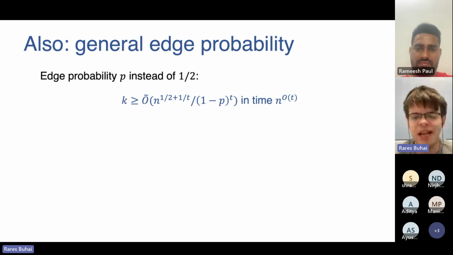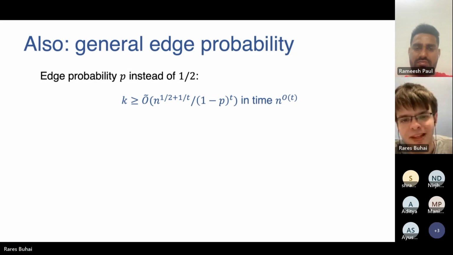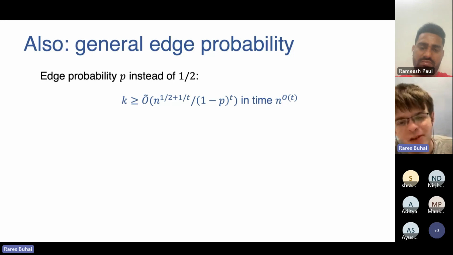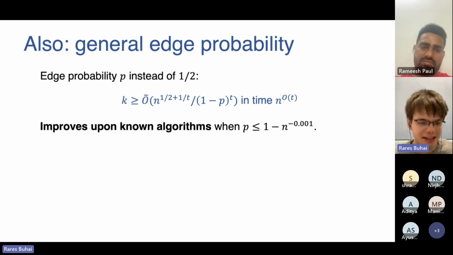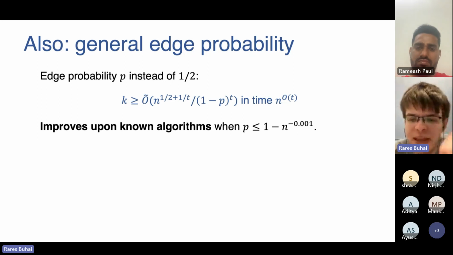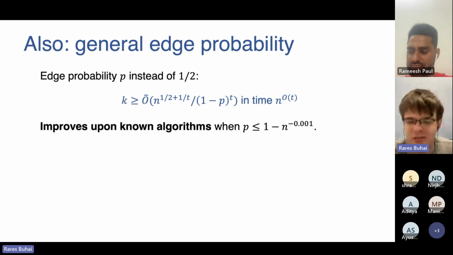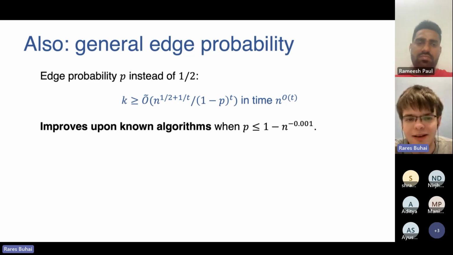We get an algorithm that works in time n to the t when k is at least n to the 1/2 plus 1 over t divided by 1 over p to the t. So this can be pretty large when p is very close to 1. Without saying too much, I'll just say that we improve upon, I think, all the known algorithms when p is not super close to 1. When p is at most 1 minus n to the minus 0.001, we get an algorithm that's improved, although improved does not mean optimal or near optimal necessarily.